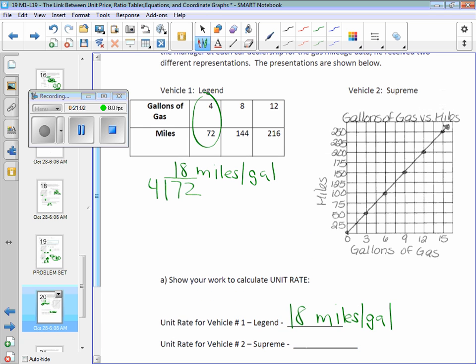The Supreme is a little trickier. It's still division. I have a dot at 3 gallons and 50 miles. It's not going to go in evenly. Let me show it to you. 3 into 5. 3 into 20. We can't stop. We've got to keep going because we have not terminated.